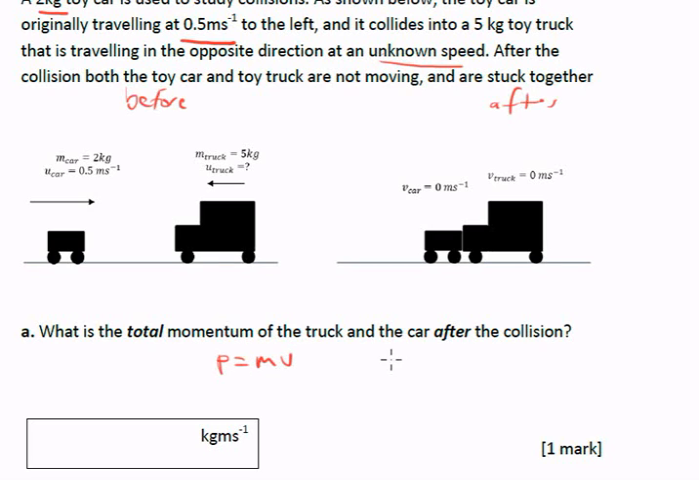Well, P equals mv, so we've got to add them both up. So we've got mv plus mv: mass of 2 times velocity afterwards 0, plus mass of 5 times velocity afterwards 0. 2 times 0 is 0, 5 times 0 is 0. 0 momentum, no momentum after the collision.